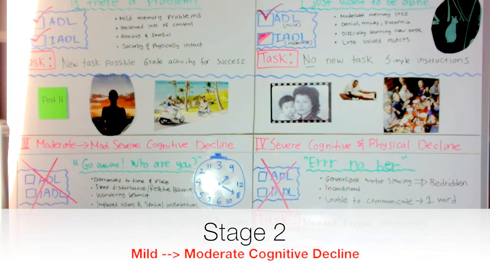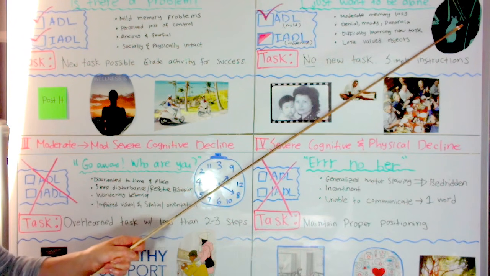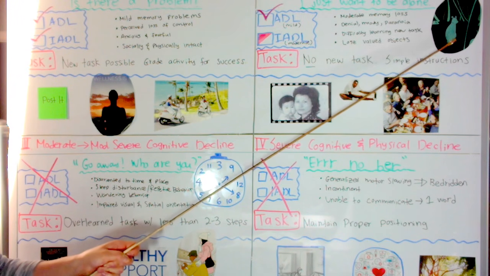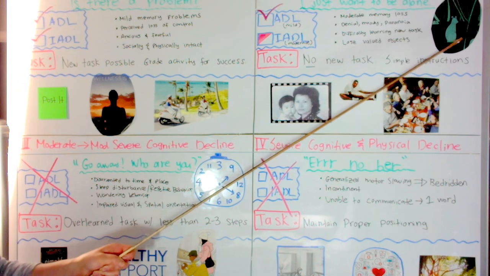Okay, so stage 2, mild to moderate decline, and here I have a quote, "I just want to be left alone." And you see this mouse here in the dark, all alone, withdrawn. And I have this visual here because at this stage, the patient will begin to withdraw from social situations as they have an increasing level of anxiety, moodiness, even paranoia.